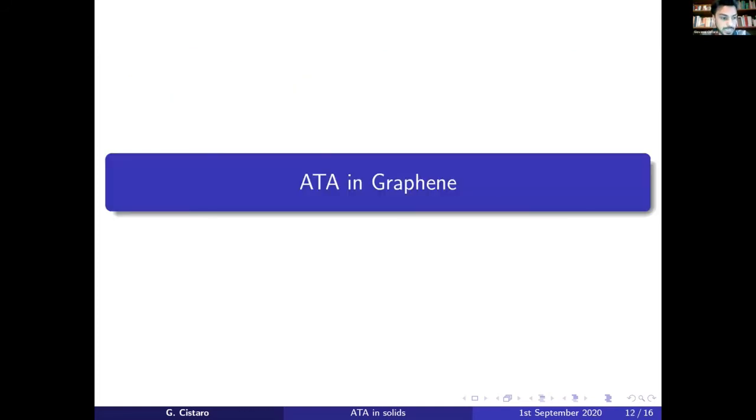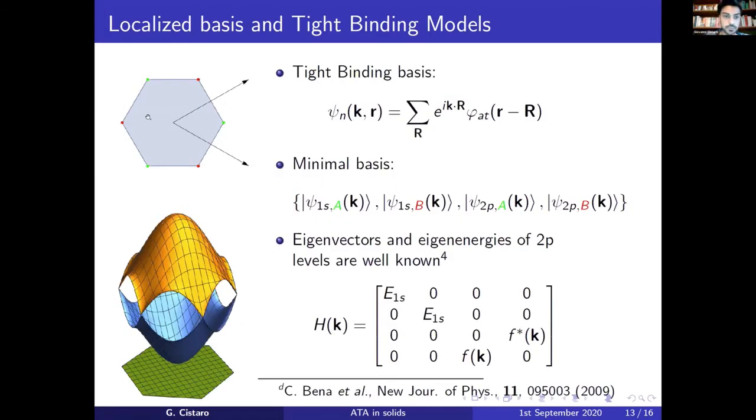So now I want to show you some preliminary results that we obtained for graphene that we use as a benchmark material. So first of all, I want to point out how we model graphene. So we work in a tight binding basis. So our wave function in K is a linear combination with the usual phase factor of atomic orbitals displaced in the R space. So the minimal basis for this calculation is that we have two orbitals, two core orbitals, one for the sublattice A and the other one for the sublattice B, and two valence and conduction orbitals.